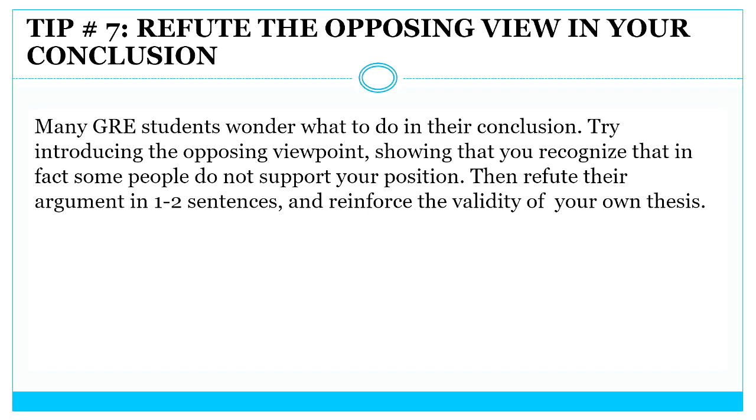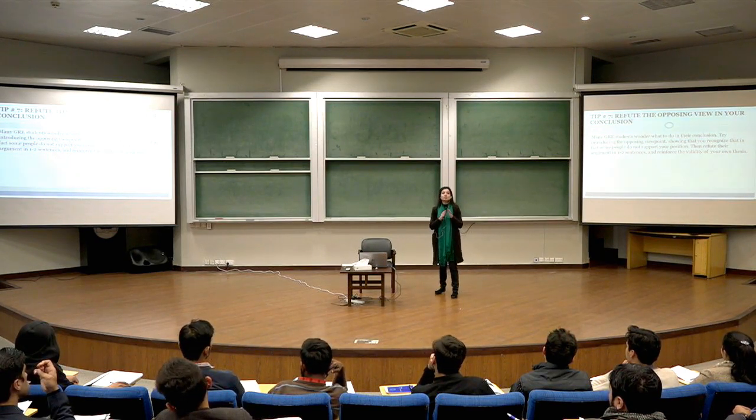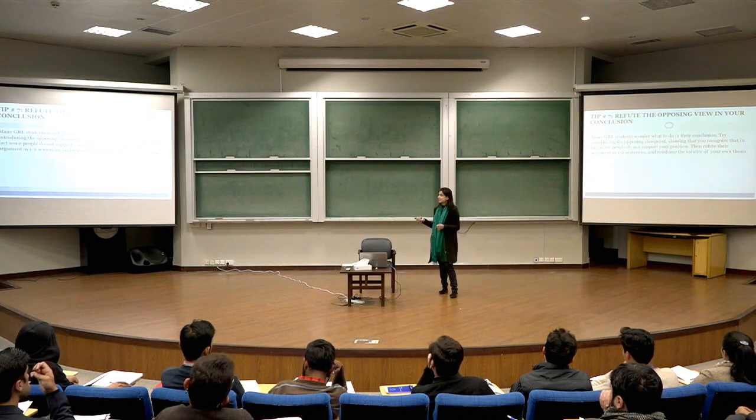Many GRE students wonder what to do in their conclusion. Try introducing the opposing viewpoint, showing that you recognize that in fact some people do not support your position, then refute their argument in 1 or 2 sentences and reinforce the validity of your own thesis. This is kind of a counter-argument strategy कि दूसरे का भी एक दफ़ा दोबारा quote कर दिया and then denying it or saying it's not credible enough and then giving your own point of view once again to conclude the essay in a very nice and organized manner. So this is basically about that.